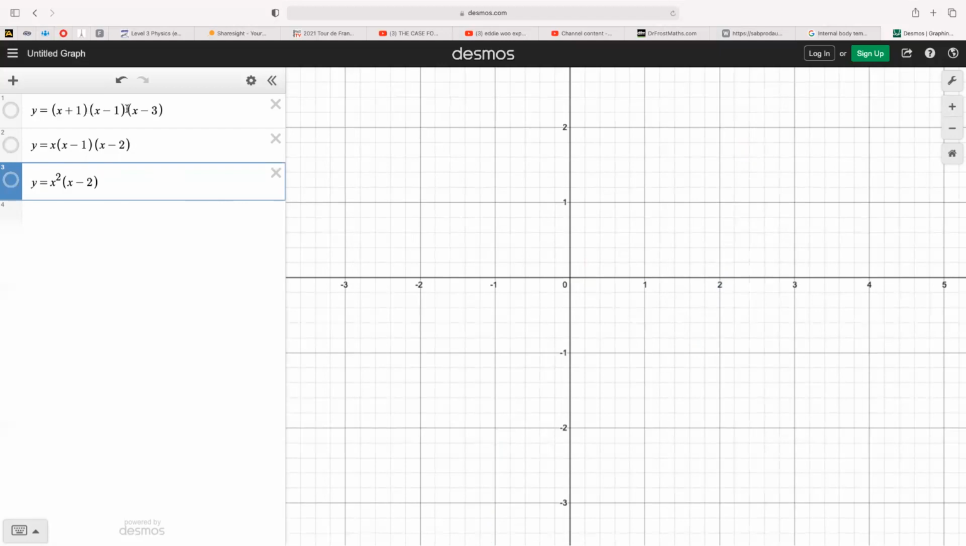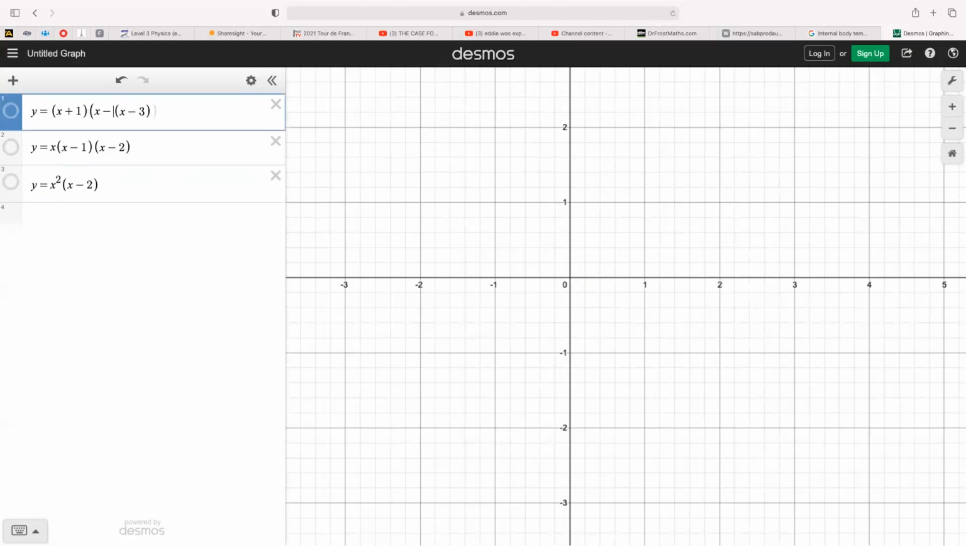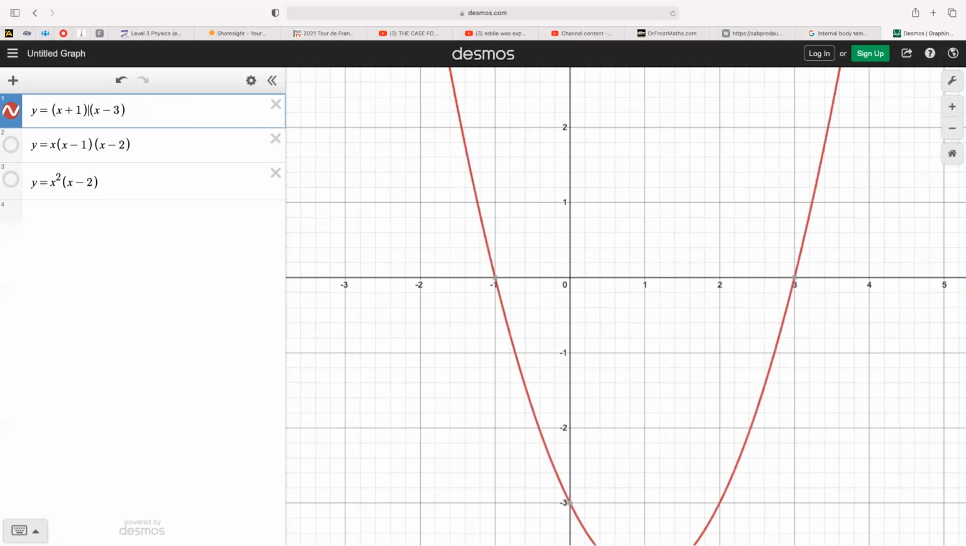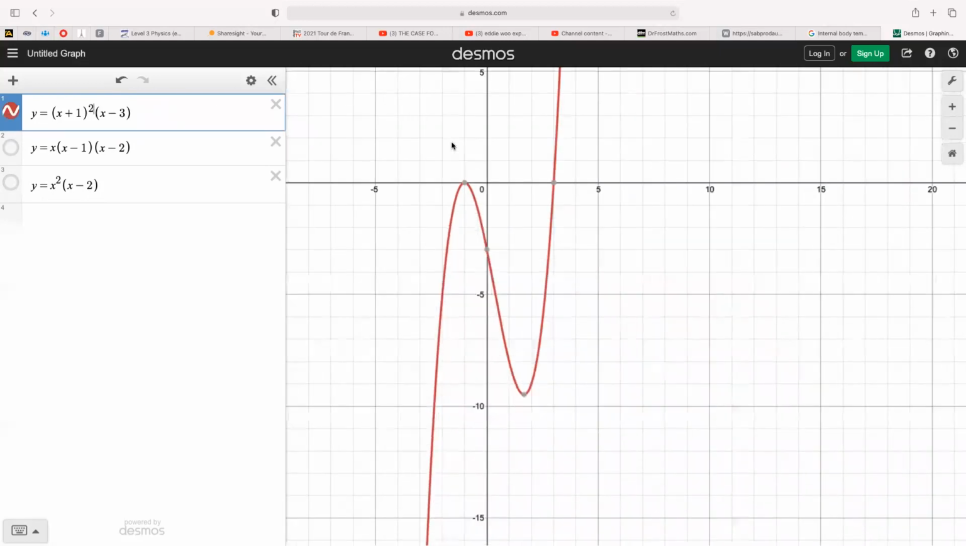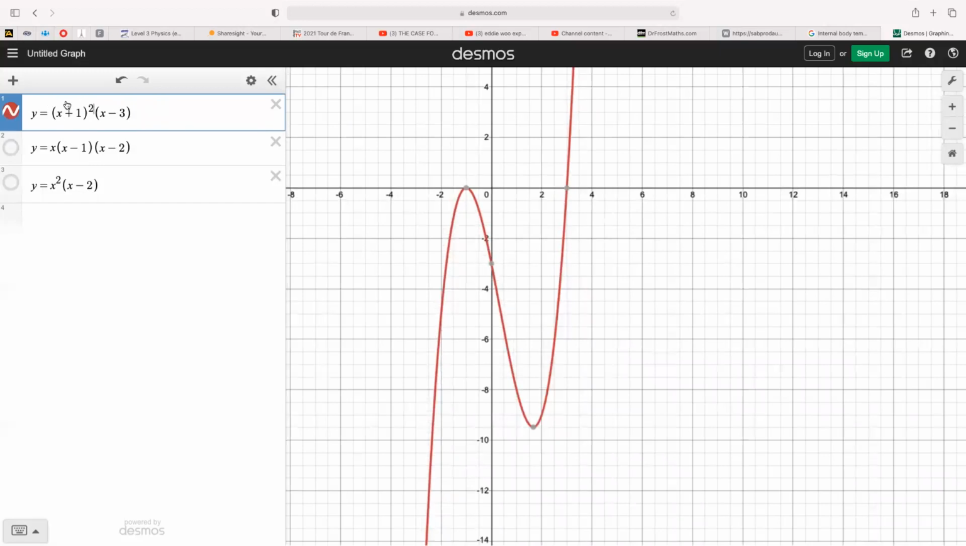We can do that with these ones over here as well. If I take this out and turn it back on again, we should end up with, oh, that's not good. I want a bracket. Yeah, that's better. Now, if I put a square on that, you can see the same thing is happening. Notice the square is on the x plus 1. Therefore, at minus 1, it just touches at that point. But at 3, it passes right through. So that's the difference. If the square's on it, it touches; if it's not on it, it passes right through.